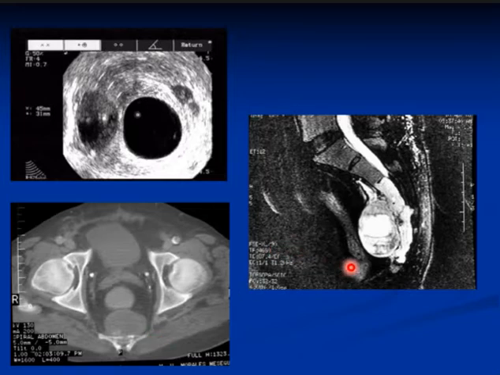What is the sequence? Fat sat T1 post contrast, fat sat T2? What's this image? T1 or T2? T2. Sagittal, coronal or axial? Sagittal. You cannot make this kind of mistake again. No contrast, this is T2. Enhancing? Yeah, it's hyperintense on T2.